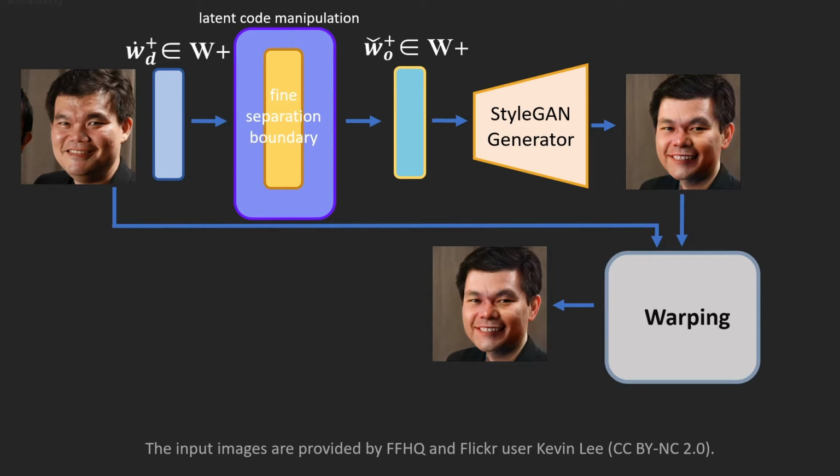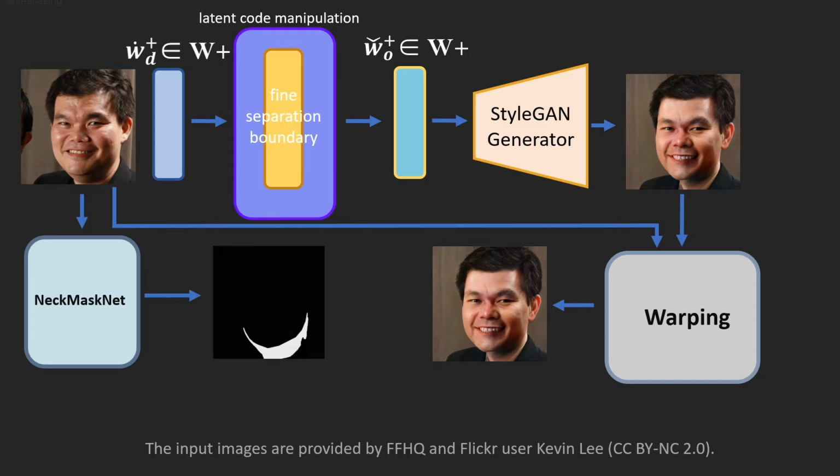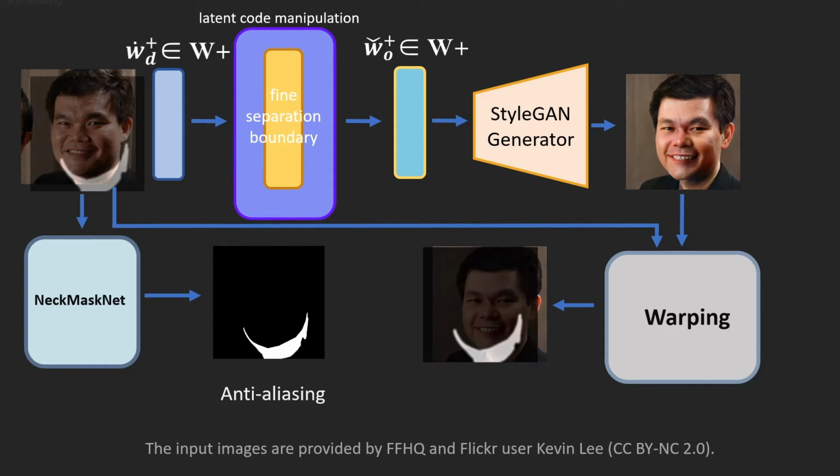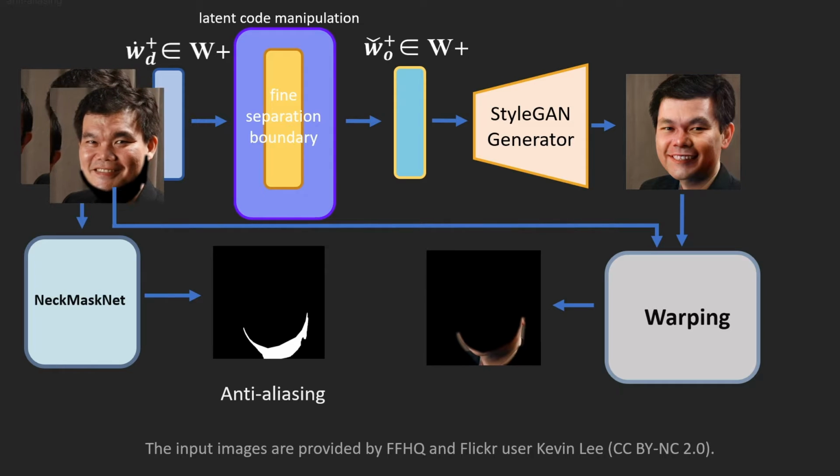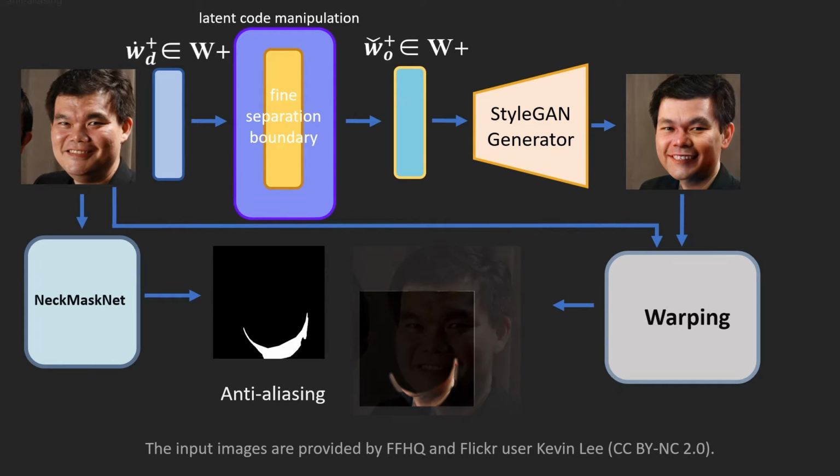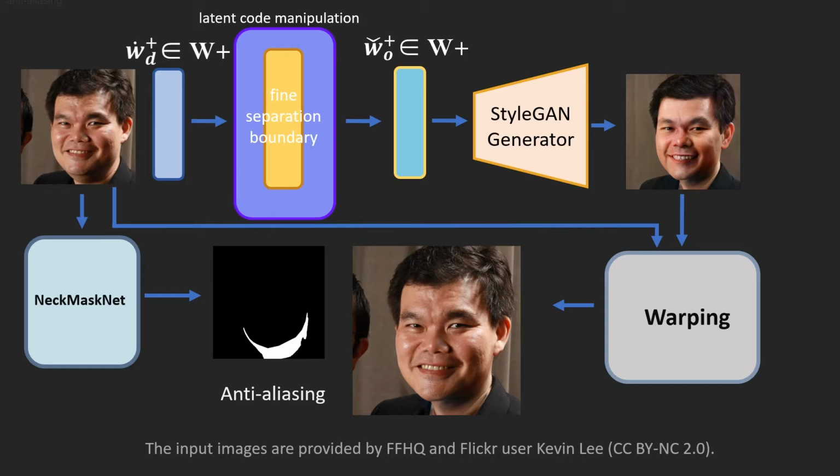We input the original image to neck mask net and get the neck mask, and then we perform anti-aliasing at the mask boundary to achieve smooth editing results. To locally alter the neck region while keeping other regions unchanged, the neck mask is used to copy and paste the neck region of the new portrait image onto the original image and get the result.